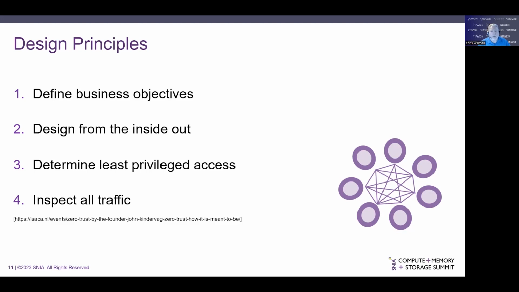First thing we need to do is define our business objectives. What does your organization do? Write it out, because everything else we do should directly support those objectives or support capabilities that directly support those objectives.